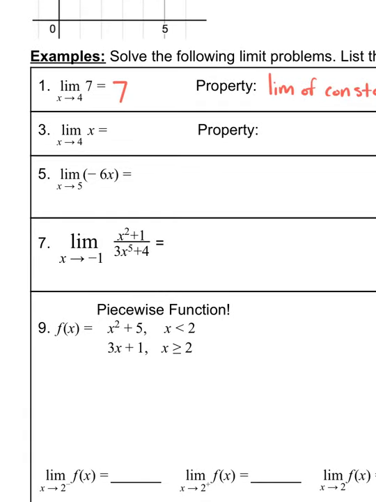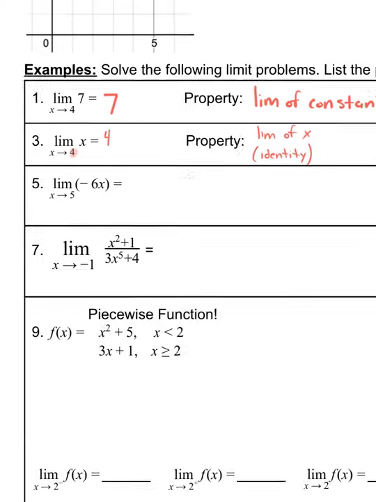Number 3. All right, so now we have the limit as x approaches 4 of x. So that's the limit of x property. It's equal to whatever you're approaching. So this is 4. All right, when this is x, your answer is right here. And we just call that the limit of x. Or you can call it the identity limit too. Either one is acceptable. Okay?